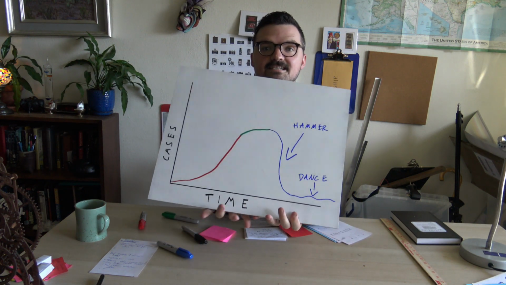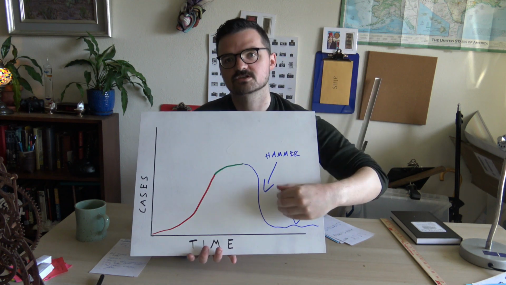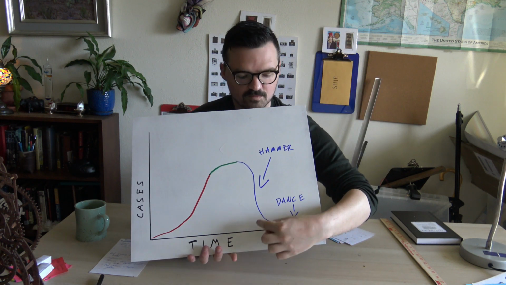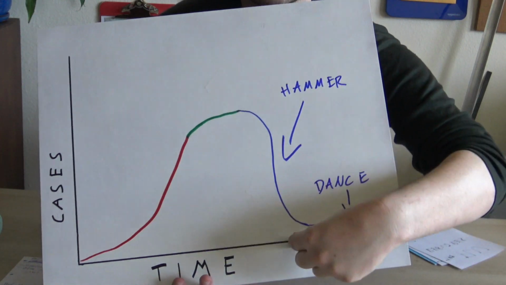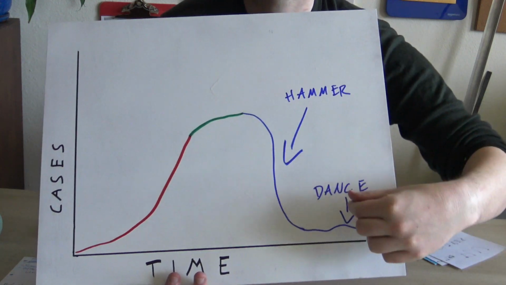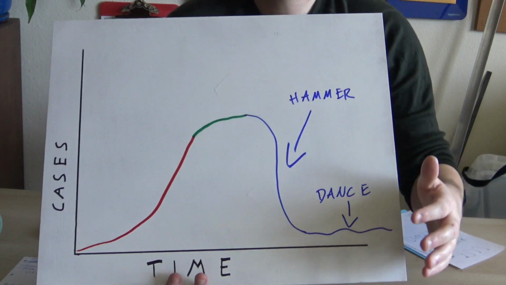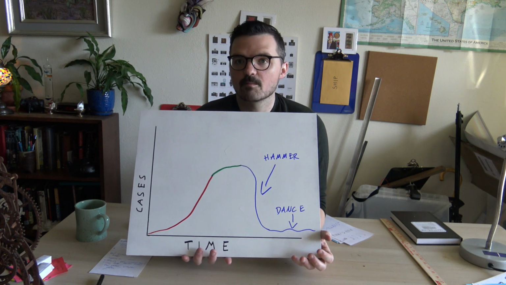And this is the dance down here. The way the hammer and the dance works is you immediately squash the virus. You keep it from getting the foothold. But then, in the ensuing year and a half, between when the hammer came down and when the vaccine will finally be available, we have to do what's called a dance, which means you can open back up for a couple of weeks, a couple of months.